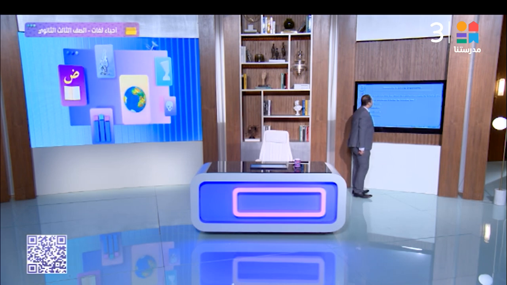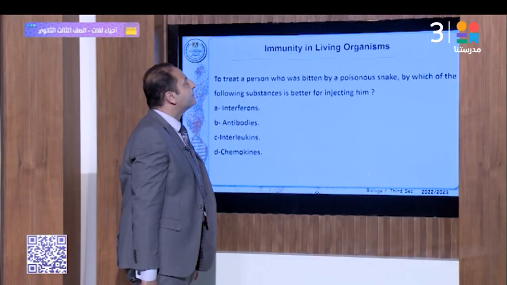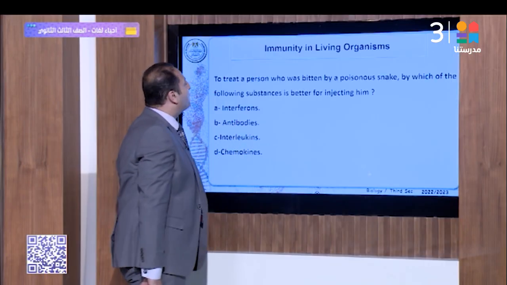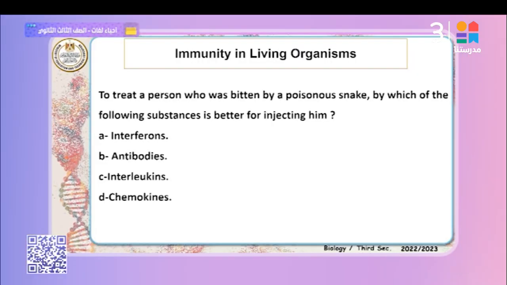To treat a person who was bitten by a poisonous snake, which of the following substances is better for injecting him? Again, to treat the person who was bitten by a poisonous snake. A poisonous snake secretes a specific type of poisonous substance. Which of the following substances is better for injecting this person bitten by the snake? What is the best way to treat this person?